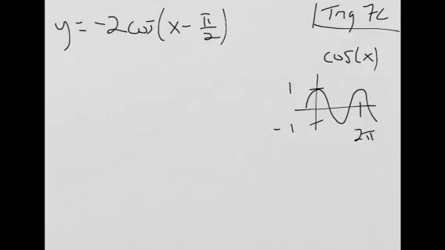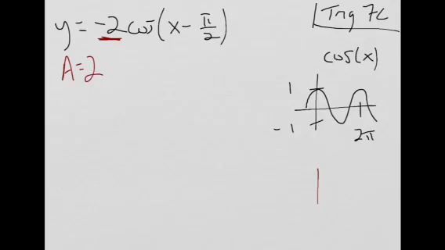7C is a little tricky, I'd say. It's a little bit harder than the other 4 problems in 7. So I start with this cosine graph. This is an amplitude of 2, and it also gives me a flip.